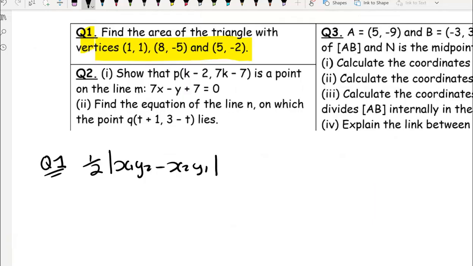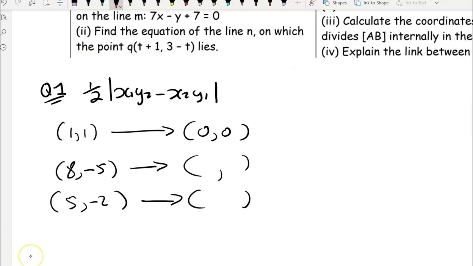We must remember that for this formula to work, one of the points of the triangle must be on (0, 0). Here we notice that none of the 3 points are on (0, 0), so we need to pick one and do a translation to (0, 0). It doesn't matter which point you choose. I'm going to choose (1, 1).